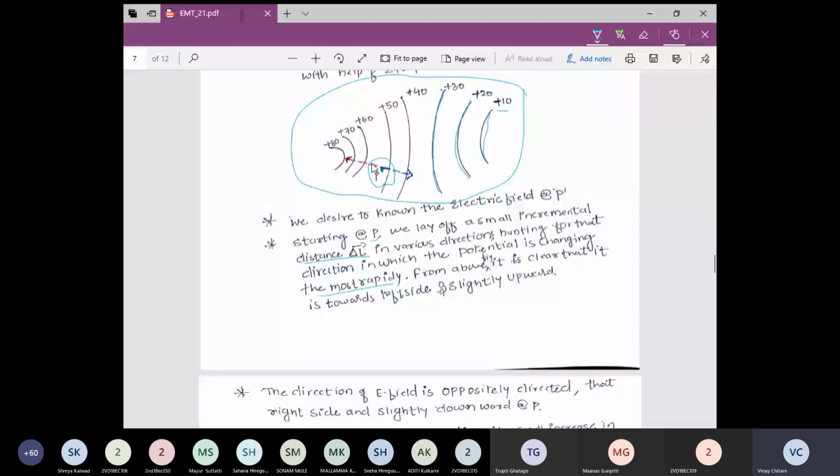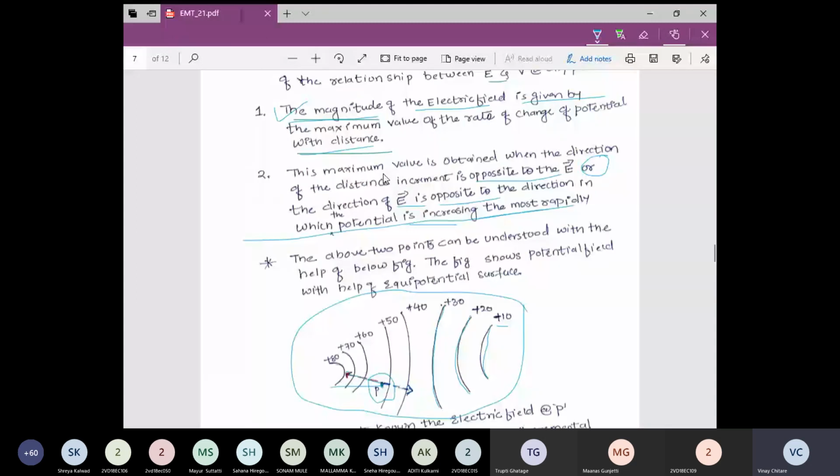Okay. So you could see that towards the right side, it is decreasing, and towards the left side, it is increasing, and it is increasing slightly upwards. It is left and a little towards the upwards, so that I can reach the maximum potential. That's what we see from our figure. It is clear that it is towards the left side and slightly upward. From this, we come to know the magnitude of the electric field, which is given by the maximum rate of change of the potential.